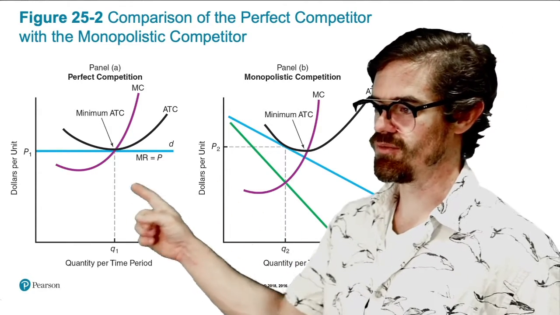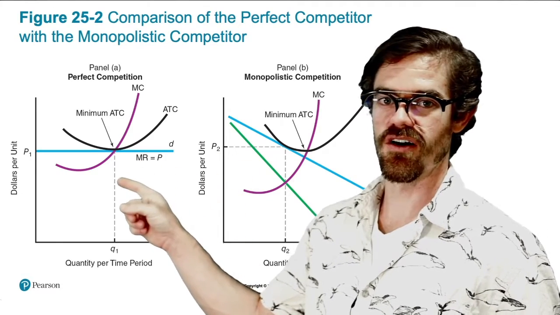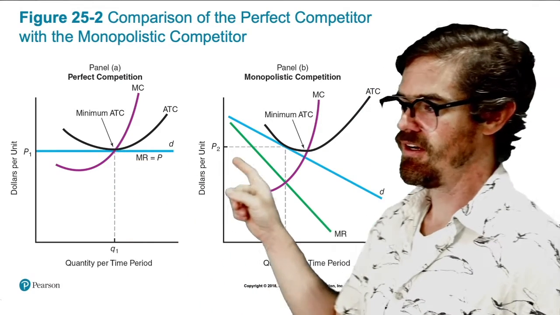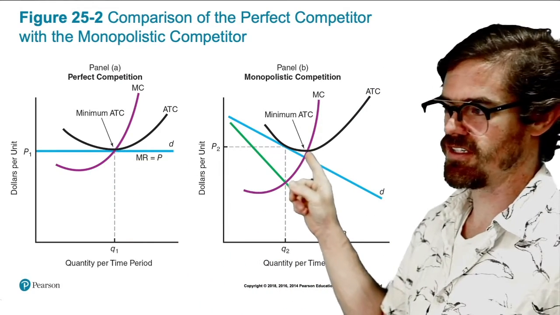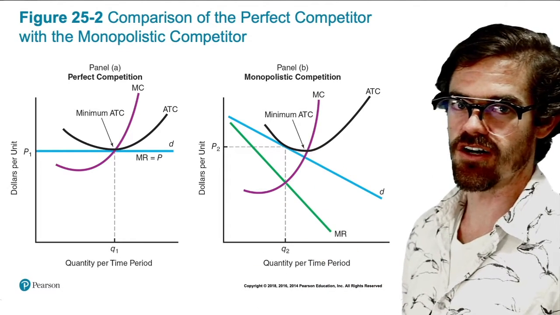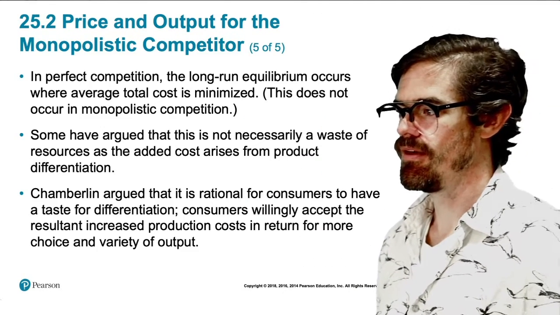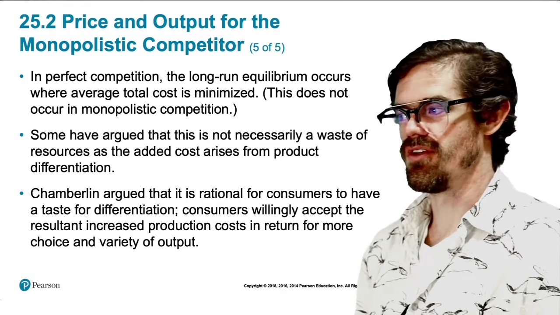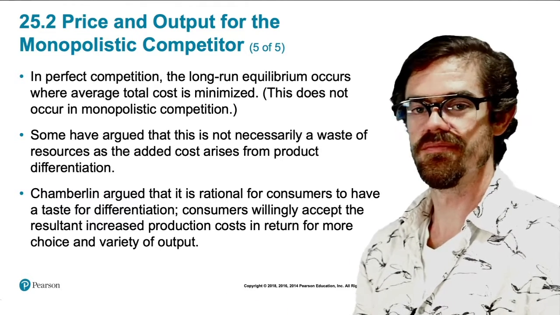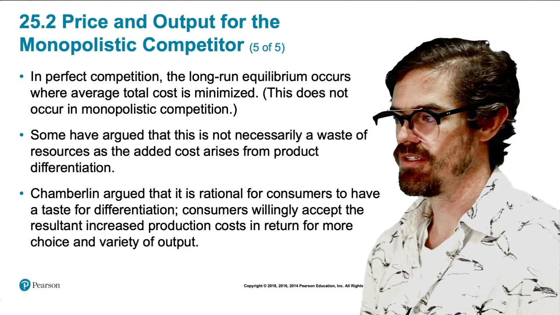So this is actually related to the efficiency of these different types of markets. So perfectly competitive markets are the most efficient markets because they minimize cost of production, whereas there's some level of inefficiency here in monopolistic competition because these types of firms do not minimize their costs of production. All right, so in perfect competition, the long-run equilibrium occurs where average total cost is minimized, leading to the efficiency. This does not occur with monopolistic competition.